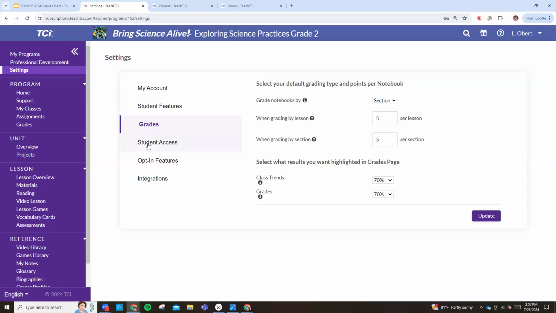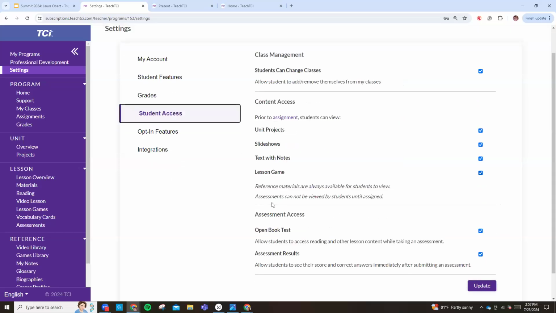The third area that you're going to want to take a look at is going to be student access. You have the ability to lock things down. So let's say you're an upper elementary teacher and you know your kids are immediately going to go to those lesson games, and that's where they're going to go on the first day of school and just play games and they haven't learned anything. If you don't want them to be able to do that, you can uncheck lesson games. And what that means is your students cannot go in and access the lesson games at all in their subscription unless you assign it to them. So when you're ready for them to have access to it, you would assign it. Now they can take it. So this, again, just comes down to your preference.